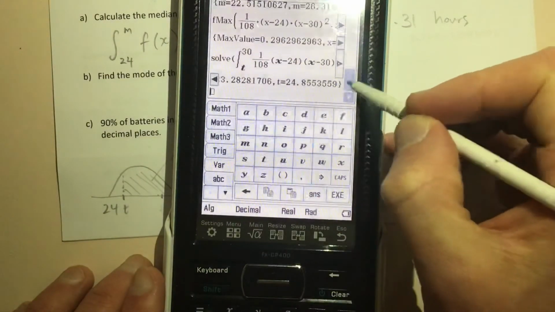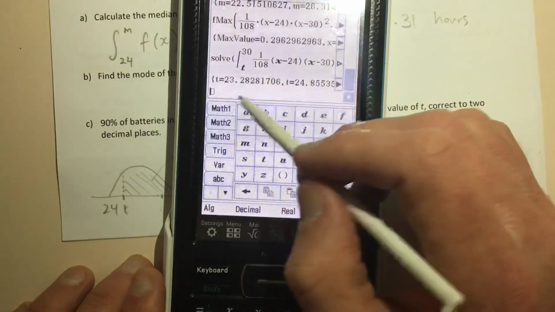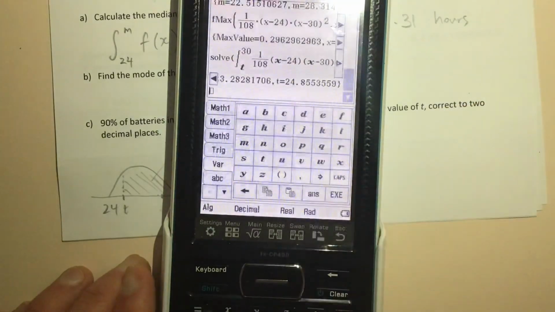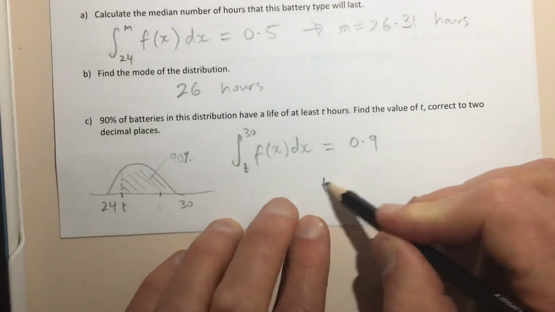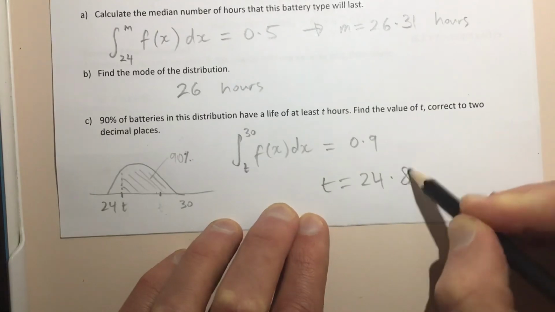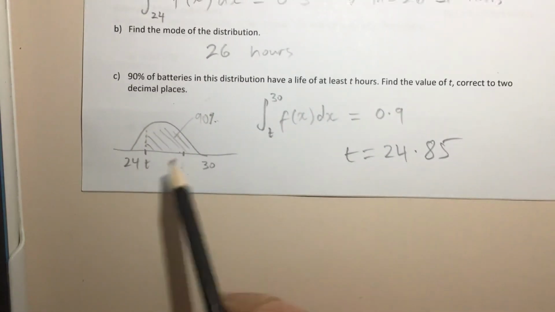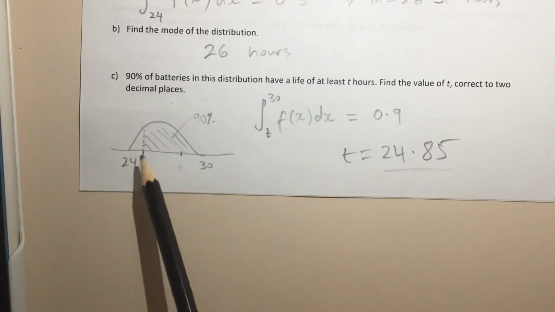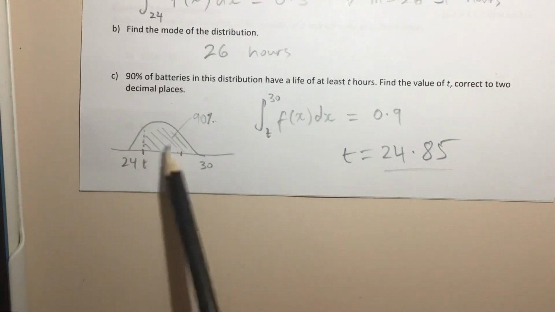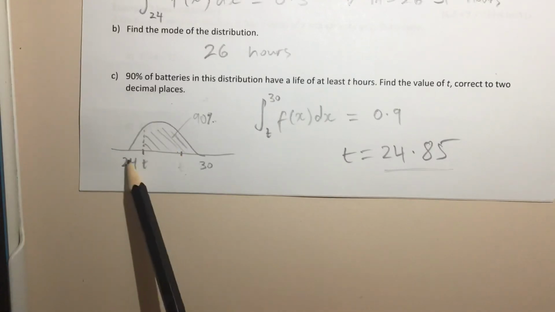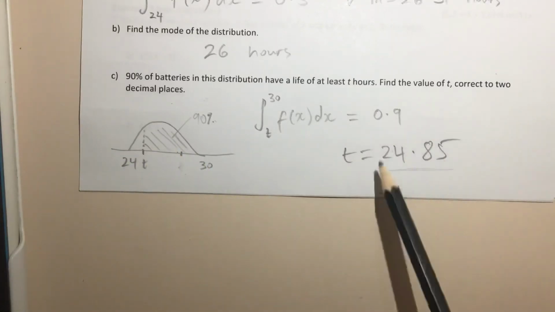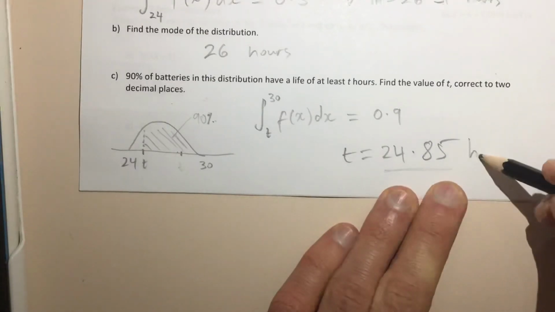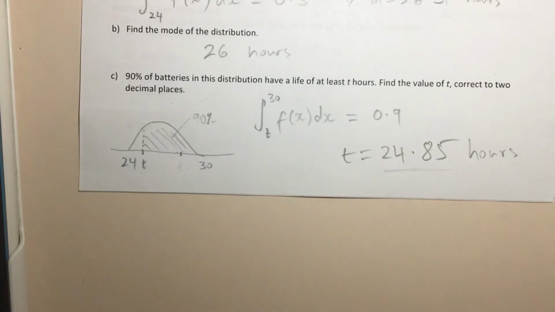Again, we get a couple of answers here, but we're going to pick the one that's in the domain. The domain's 24 to 30, so t has to be greater than 24, and we get 24.85. And sometimes having a quick sketch of the situation helps you do a common sense check of your answer. Even that very rough sketch that I drew indicated that since 90% of the values are above t, t was much closer to 24 than to 30. So it gives us a sense that that answer of 24.85 hours is a realistic answer. So 24.85 hours. That's the end of that section.